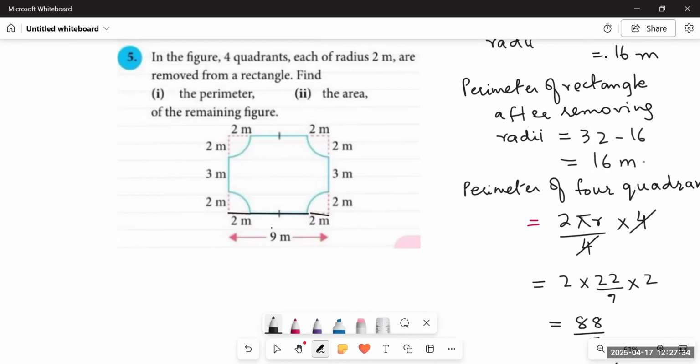So 9 minus 2 is 7. 7 minus 2 is 5. So this is 5 meters. Similarly, this one would also be 5 meters. And since this is already given as 3 meters, 3 meter, 5 meter, 5 meter, and 3 meter equals 16. Okay, this is how we got the perimeter of the rectangle after removing 2 meters from every side, every corner. So the length of these 4 parts are found.